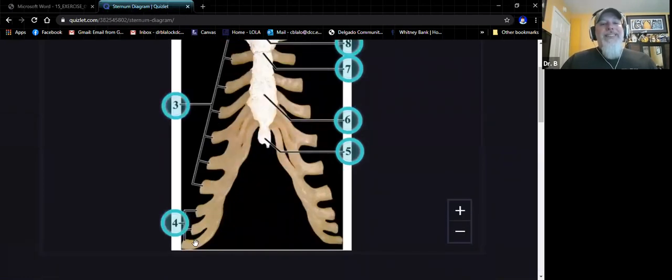Ribs 8, 9, and 10, you'll see they all join together, and they're going to merge and connect via one piece of cartilage, and those are the costal cartilages of the fake or false ribs. So we have true ribs, we have false ribs.